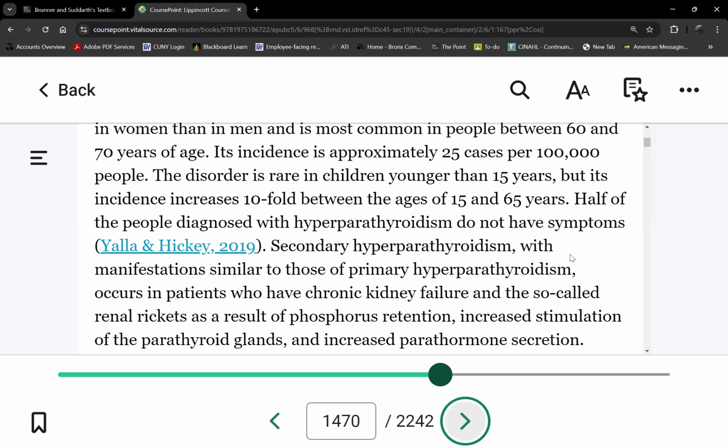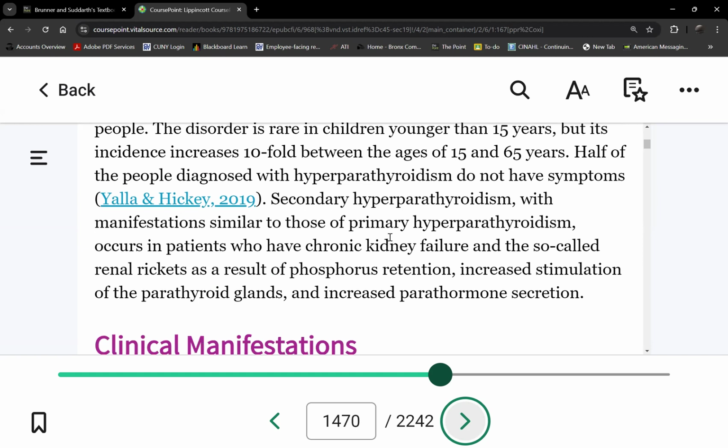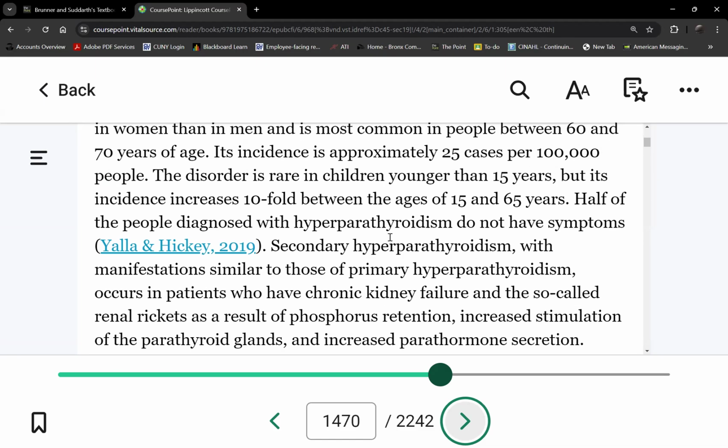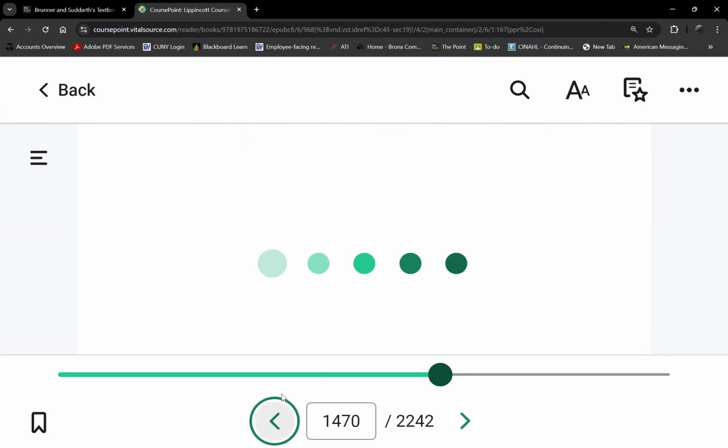There are secondary types of hyperparathyroidism. We talked about this briefly. It was mentioned in chronic kidney disease. So in stage 4, stage 5 kidney disease, they develop secondary hyperparathyroidism. The cause of primary hyperparathyroidism is almost always a tumor. There's a tumor growing on one or more parathyroid glands.